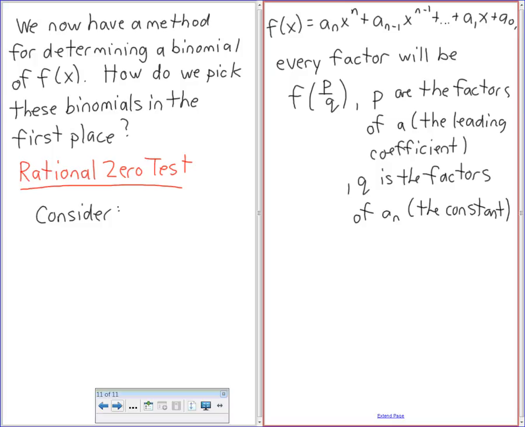Okay, so it says f of x equals a n x to the n plus a n minus 1 x to the n minus 1 plus dot dot dot plus a 1 x plus a 0. Every factor will be f of p over q, where p are the factors of a, which is the leading coefficient. So the numerator will be all the possible factors of the leading coefficient, and q will be the factors of the constant. Now, do not freak out, because I'm going to show you how to do this faster. This is called the rational zeros test.